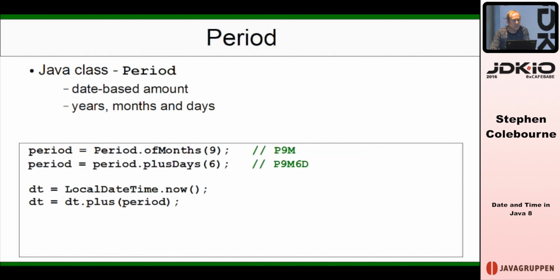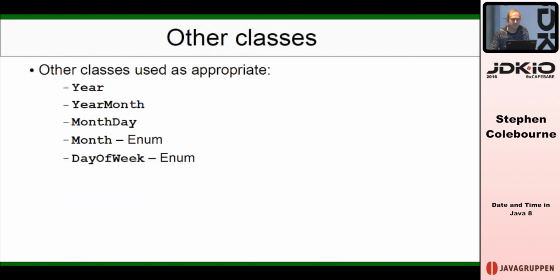That's quite nice. Period is the date-based equivalent. So this is an amount of years, months, and days. We can say a period of 9 months. We can add 6 days to that and get a period of 9 months and 6 days. So that's just a standalone amount of time, a quantity. And again, we can add that to a date. I have the same question that I started with: what if you say 9 months and 42 days? It's the same calculation as before. It'll add 9 months and then it'll add 42 days.